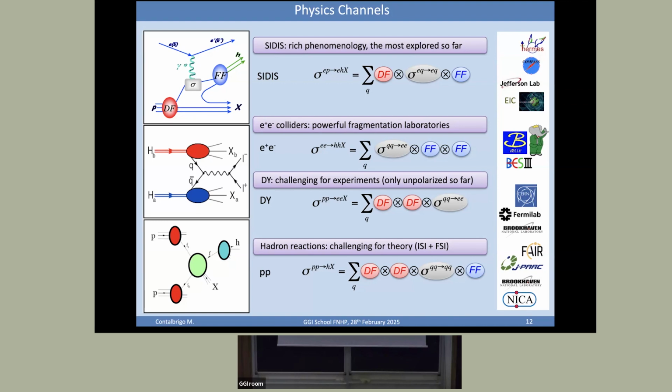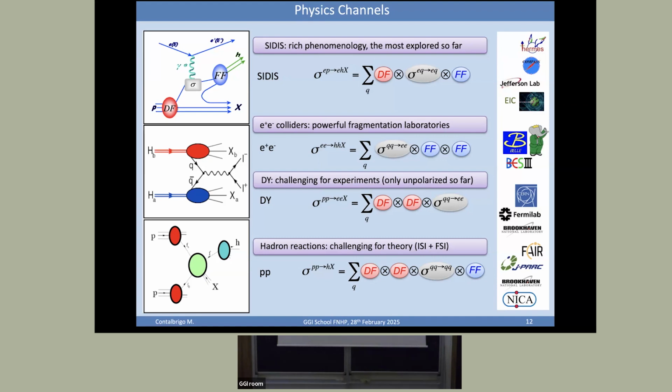regimes. But you can imagine to make two hadrons colliding and look at two leptons in the final state. This is a Drell-Yan process. In this case, you will have twice the parton distribution function. Or you can go on the other side. You have two leptons that collide and produce two hadrons. In this case, you will have two fragmentation functions, okay? And then you can also create more complex systems.